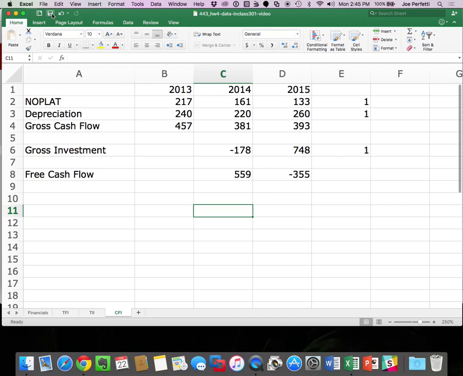More on this on Wednesday. But for purposes of the midterm, this is all you need to do for free cash flow. You can use the shortcut. You don't have to write it out in the granular fashion, but if you want to, there's nothing wrong with doing it that way. So let's do that.